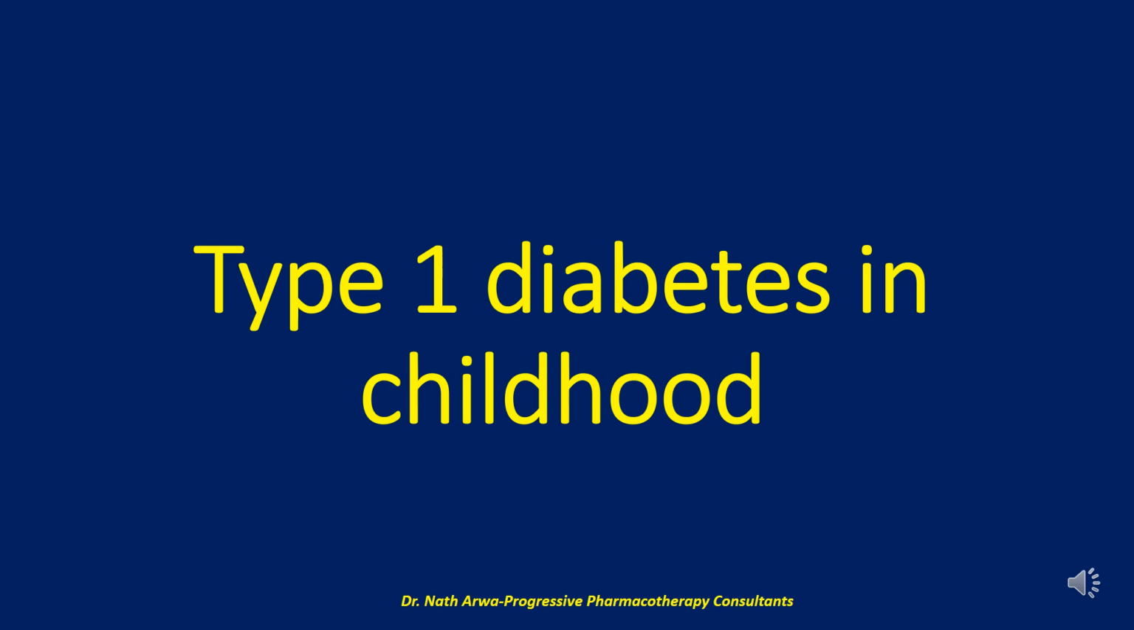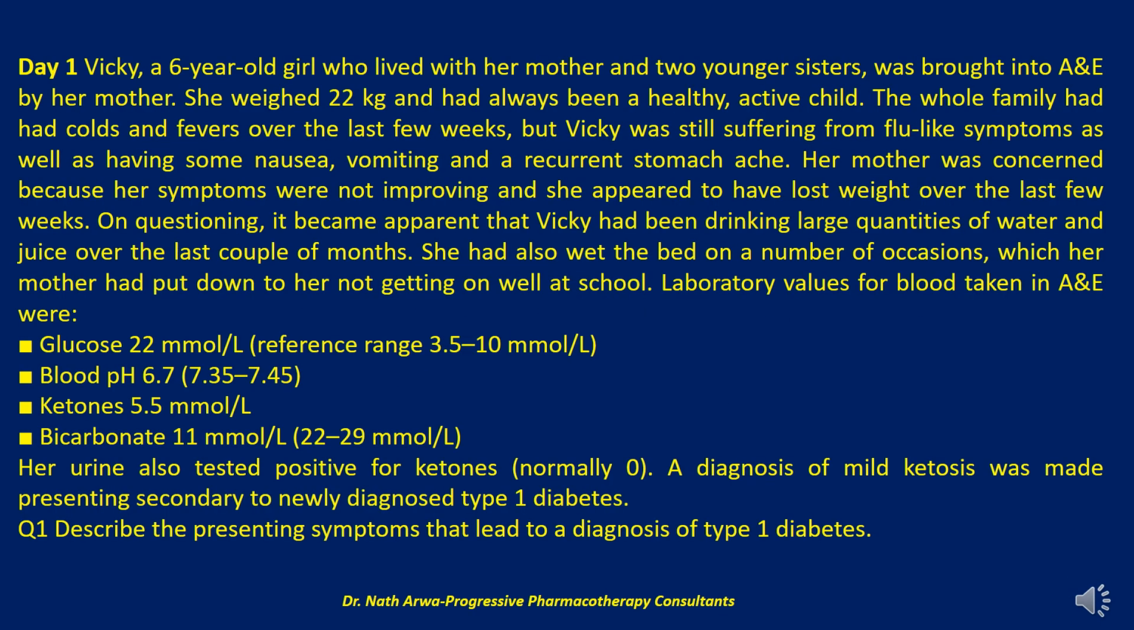Welcome to this video entitled Type 1 Diabetes Mellitus in Childhood. On day 1, Vicky, a 6-year-old girl who lived with her mother and 2 younger sisters, was brought into the accident and emergency by her mother. She weighed 22 kilograms and had always been a healthy, active child.